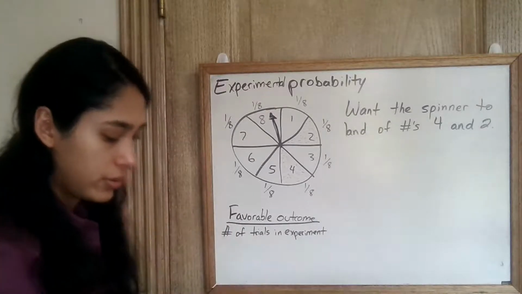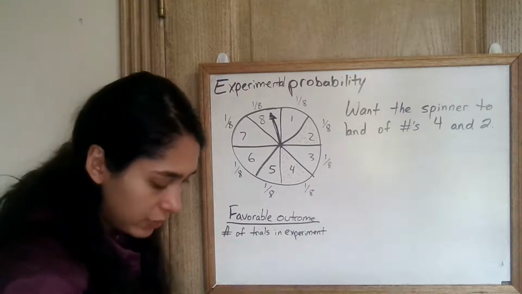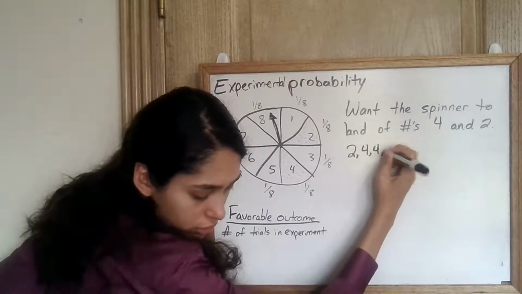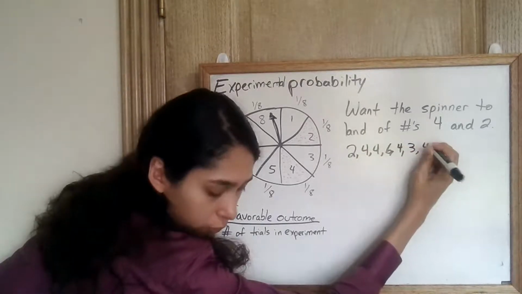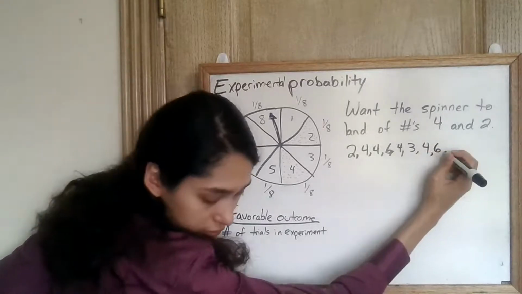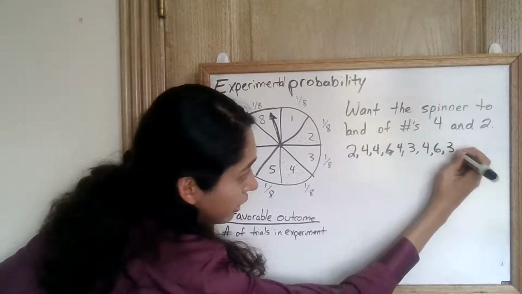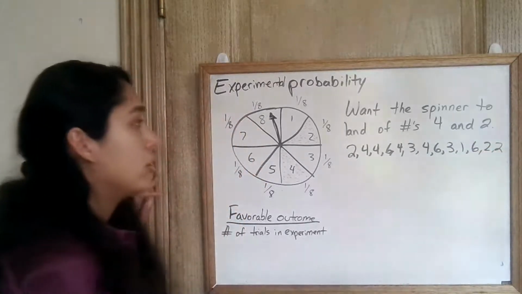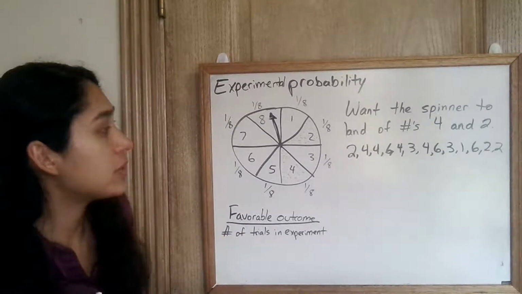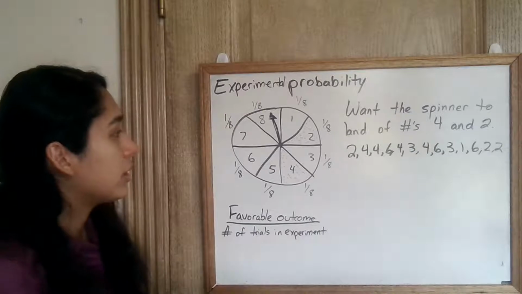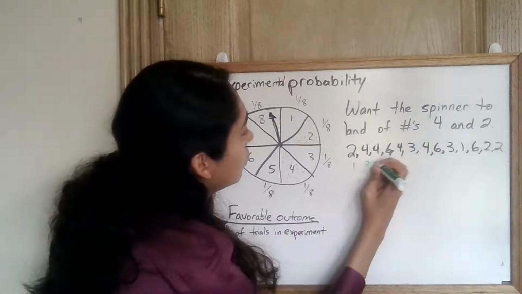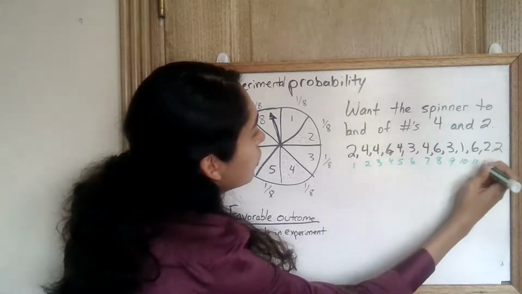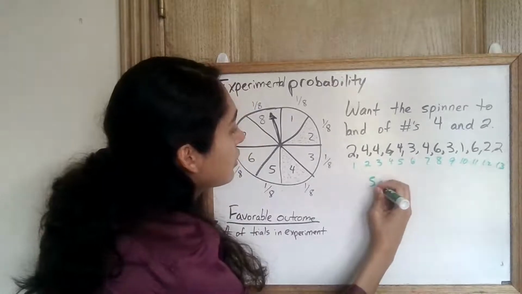So, yeah, that's great. So we go ahead and spin, and we get these values. Let's say I get 2, 4, 4, 6, 4, 3, 4, 6, 3, 1, 6, 2, 2. Okay. So how many times did we spin it? 1, 2, 3, 4, 5, 6, 7, 8, 9, 10, 11, 12, and 13. So we spin it 13 times.